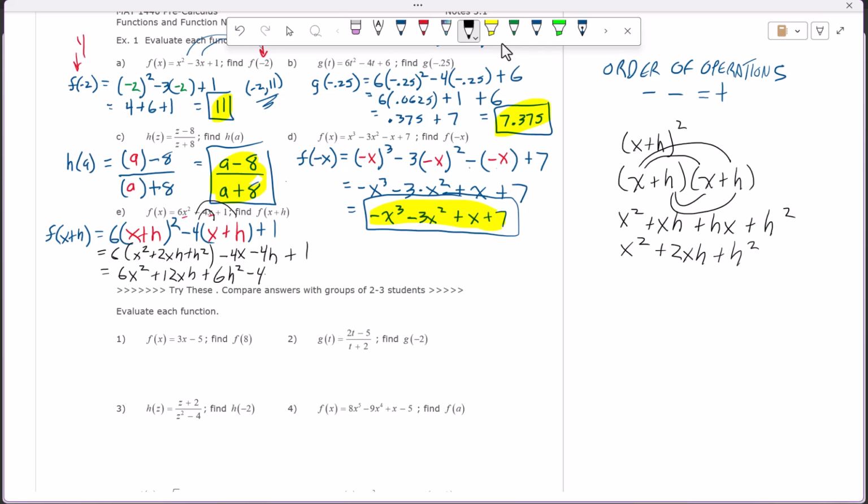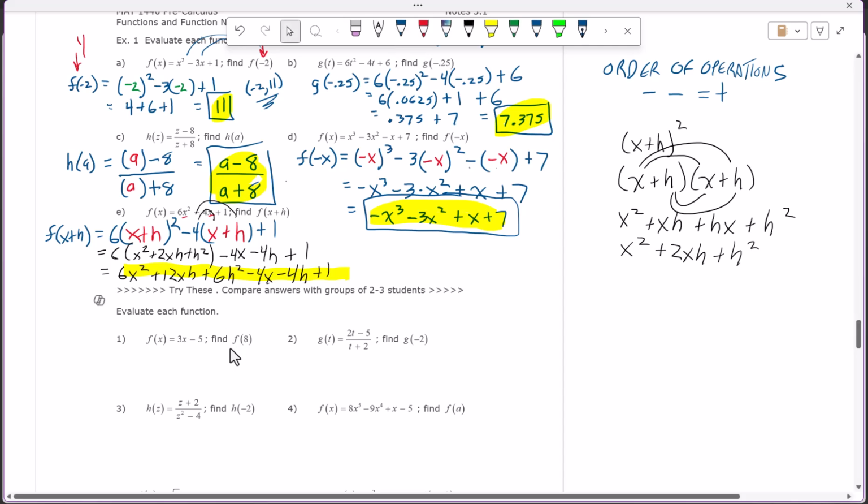Bring down the rest. Now all we've got to do is see, do we have any like terms? It doesn't look like we have any like terms. Every variable is different. X squared only occurs once. XH occurs once. H squared once. So they're all unlike terms. So that is evaluating a function. You took college algebra. You did that already.